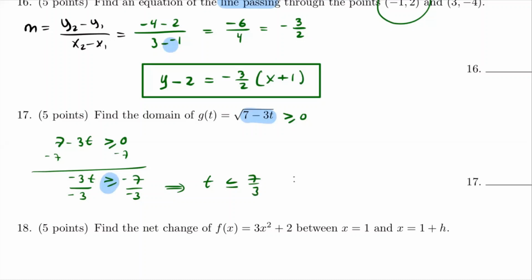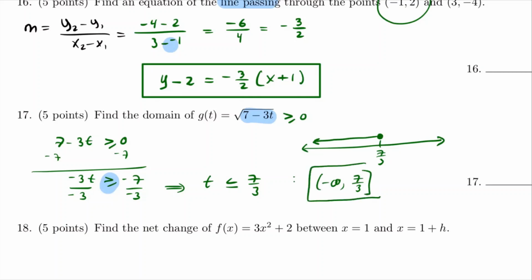So in interval notation, we can say, but before that, let's draw it on the real line. So 7 over 3 is right here, less than or equal to, so solid circle and go to the left. So in interval notation, we got negative infinity all the way to 7 over 3 bracket is our domain. So this is the domain of g.